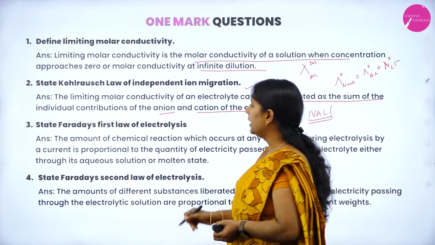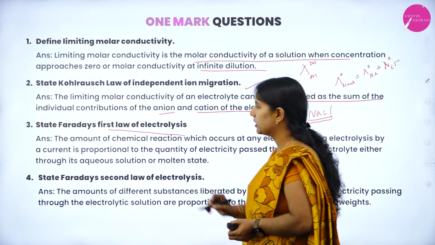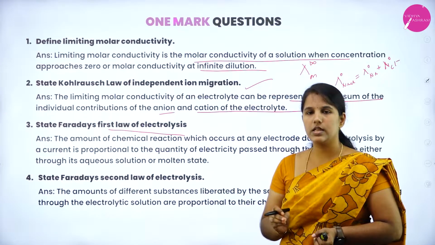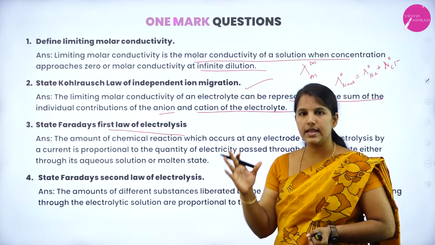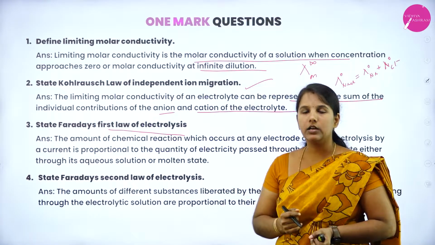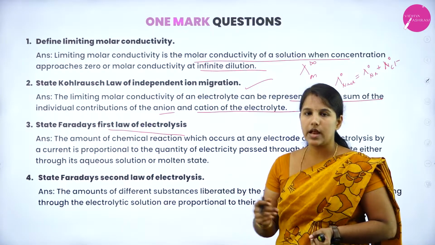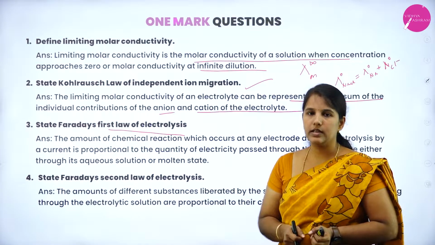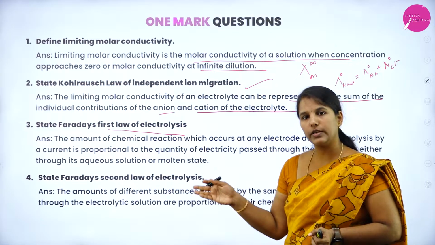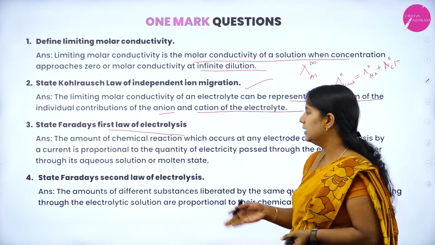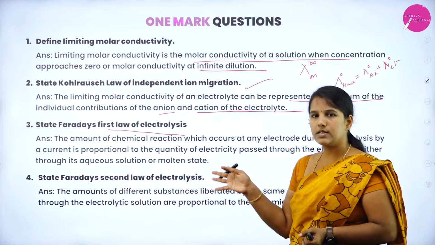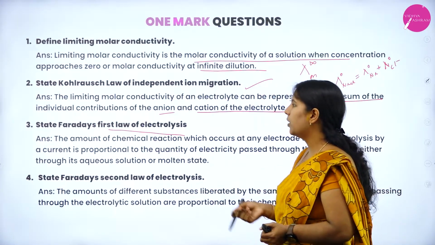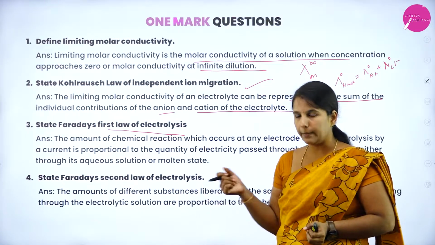Then, state Faraday's first law of electrolysis. As I said, in the types of cell you are going to study the galvanic cell, Daniell cell, SHE, standard electrode potential, then standard hydrogen electrode, and the laws given by the scientists. All these things you will understand in the second part of this unit. In this, Faraday's first law, Faraday's second law and Kohlrausch law are very, very important. They can be asked for 1 mark, or sometimes for 2 marks.